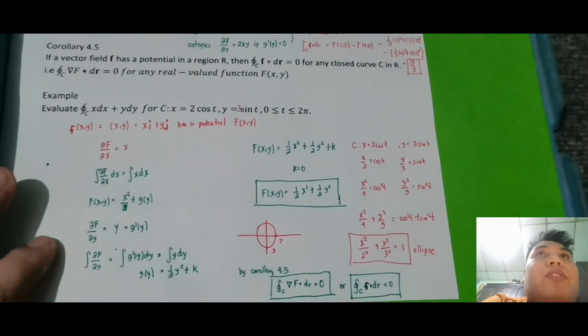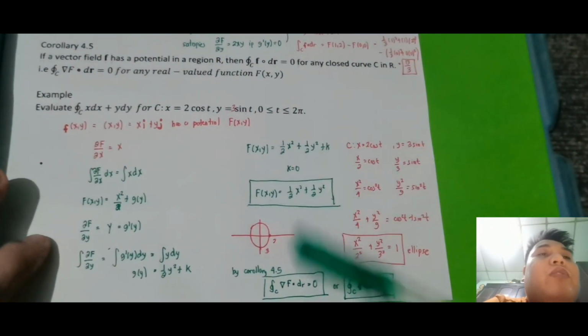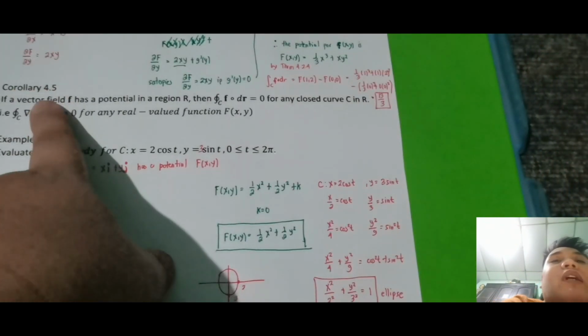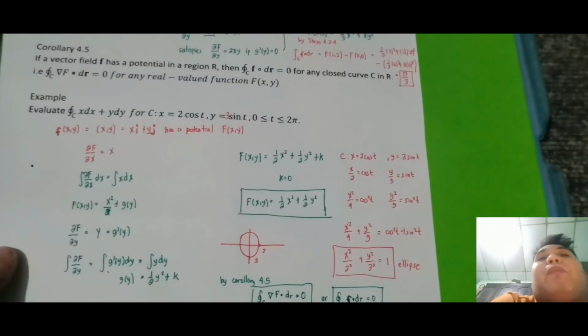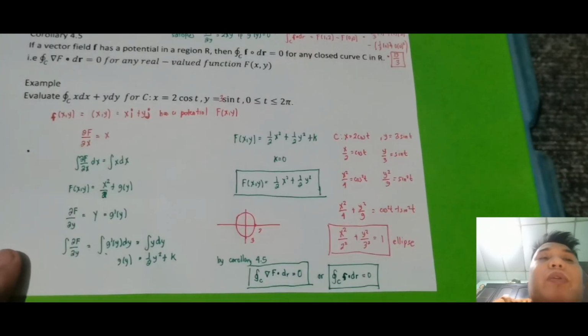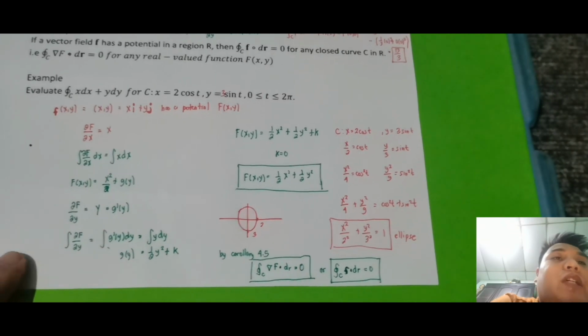So from parameterization, kaya ko din hanapin yung curve. So at least may natutunan kang bago. So pinakita ko dito yung paghanap ng potential kasi kailangan. Sabi ng corollary 4.5, kailangan may potential muna. Pag may potential, pwede mong i-dictate. So pwede mong sabihin na 0 siya. So without solving it, alam mo na siya ay 0.